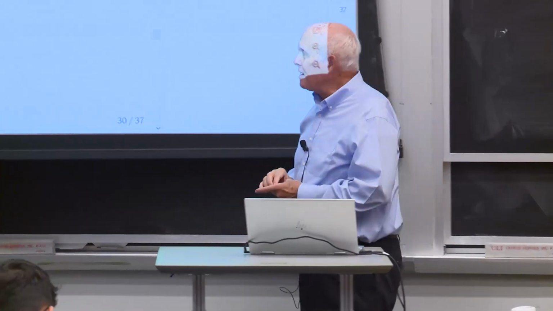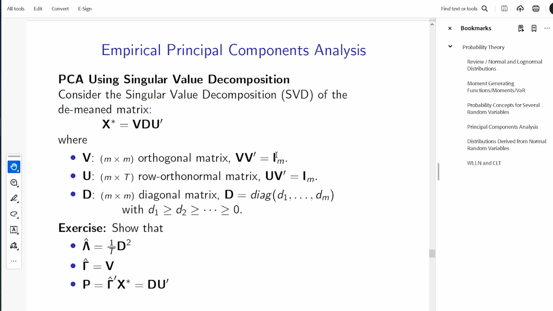And let's see, the singular value decomposition is also a way of obtaining these principal component transformations. If we look at V D U transpose being the singular value decomposition of our X star demeaned matrix, then we have our lambda estimate just being the square of the D diagonal matrix divided by T. The estimate of the gamma matrix is simply the V. And our principal component variables, or our data transformed to principal component coordinates, is simply given by D U prime. So principal components analysis is very easy to implement.